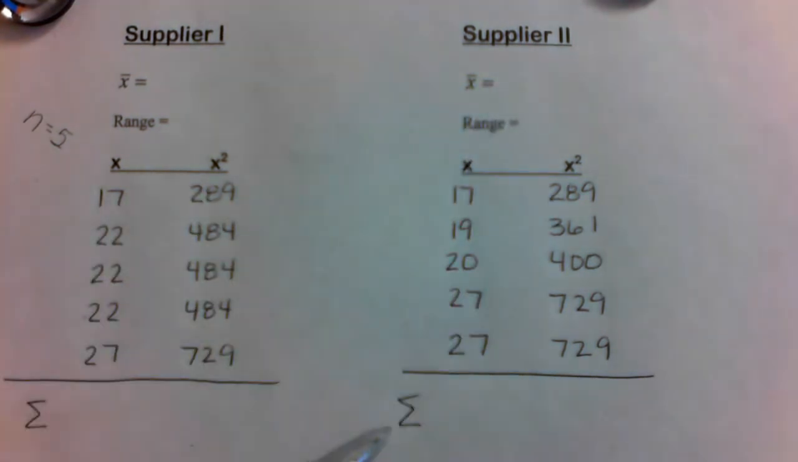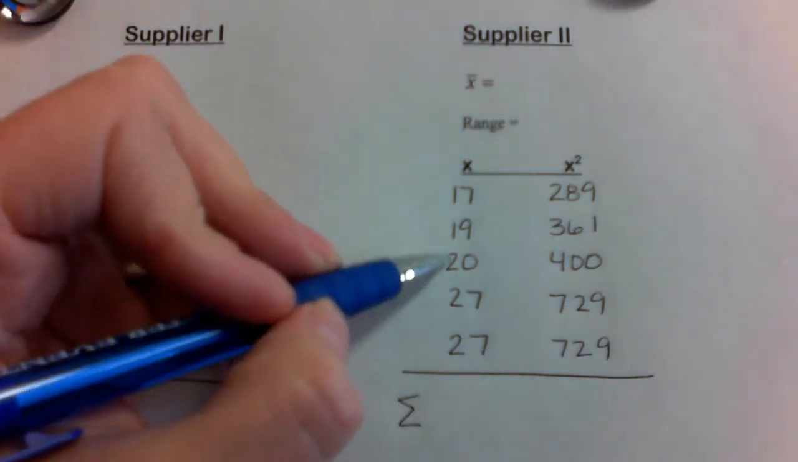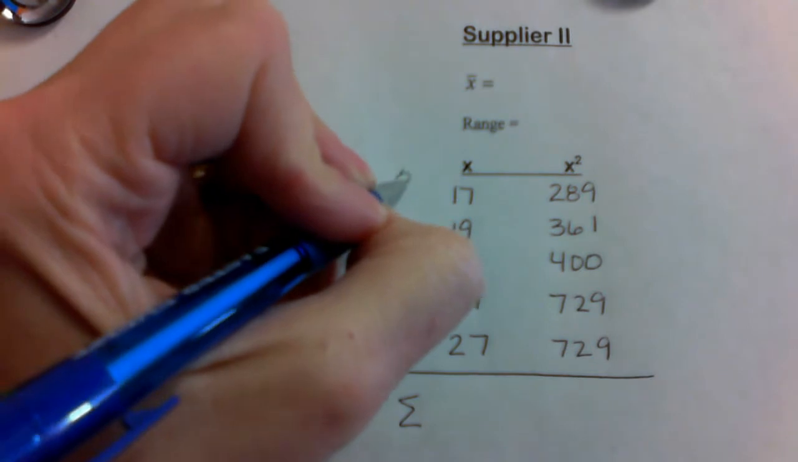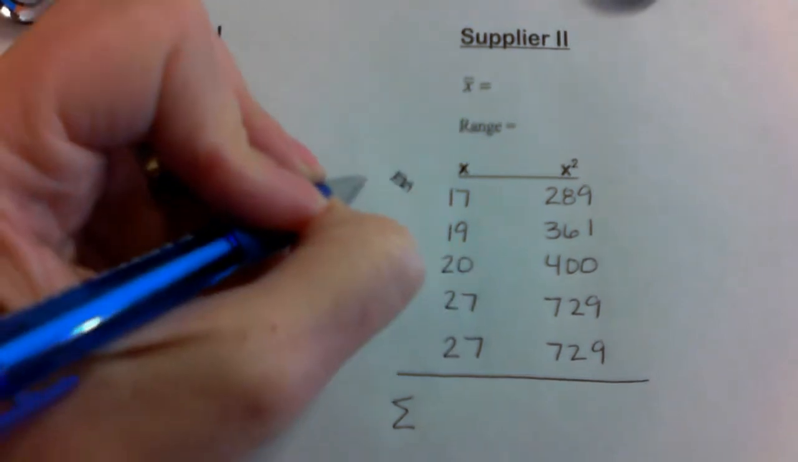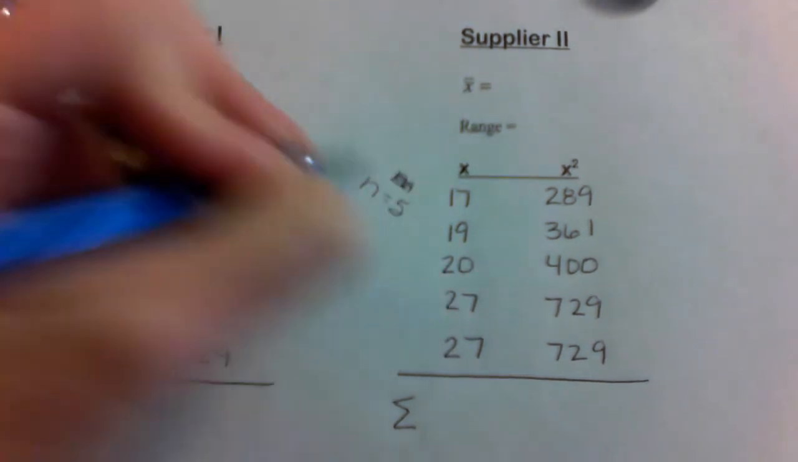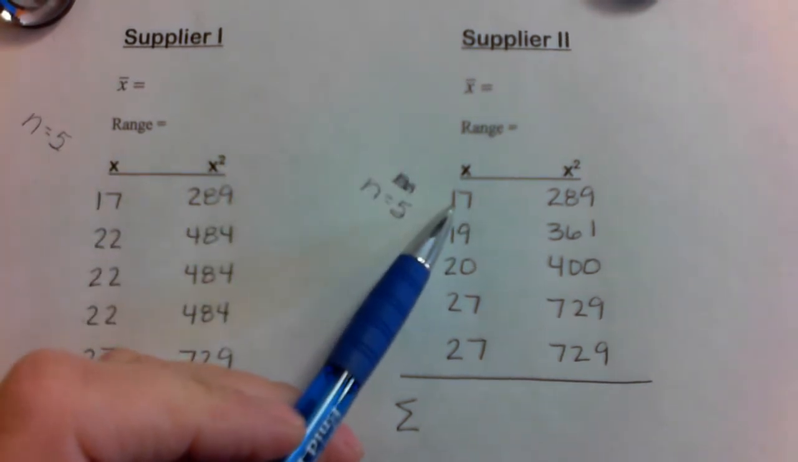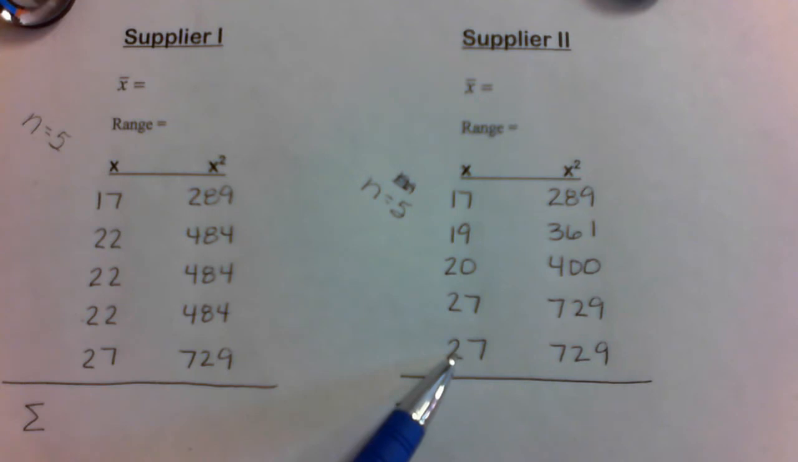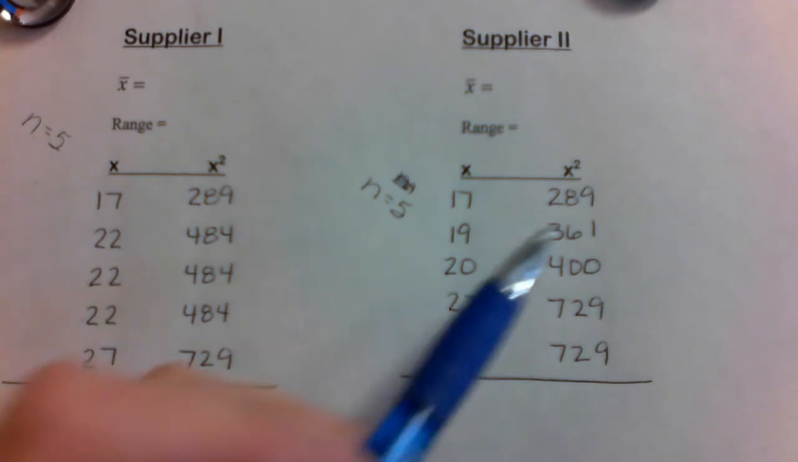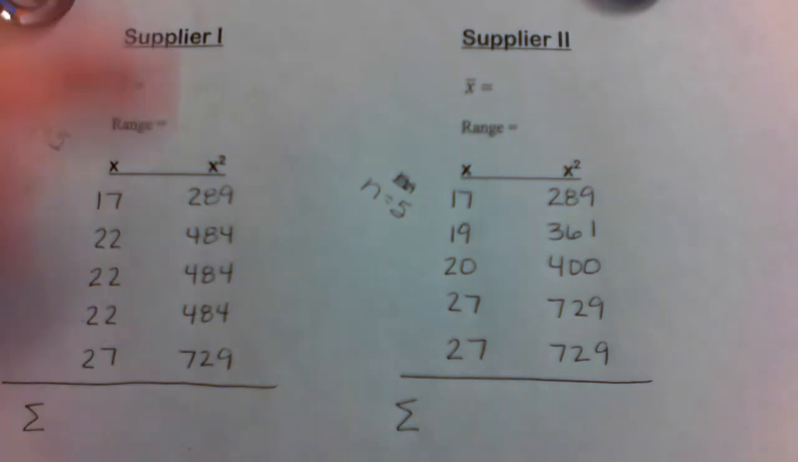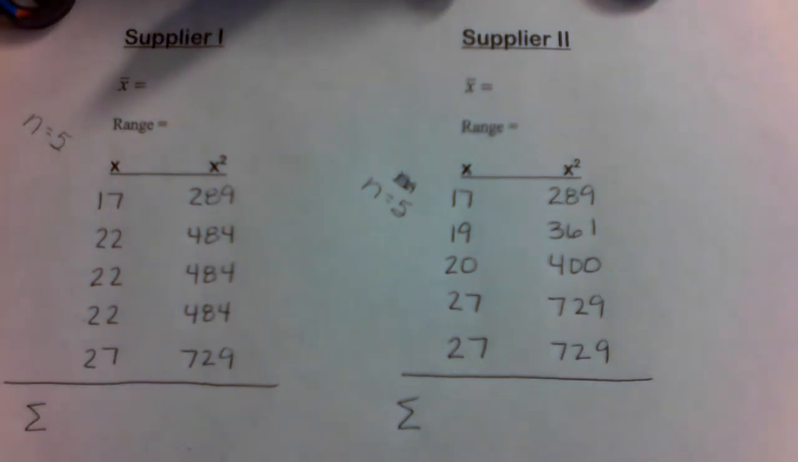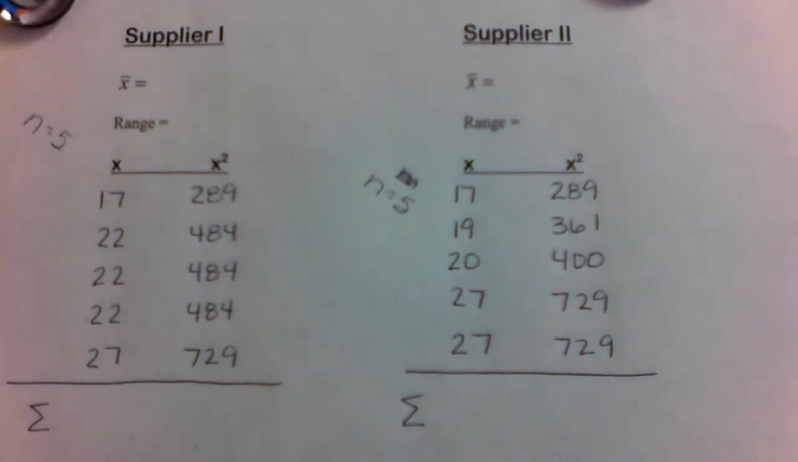Then we have supplier 2, and 1, 2, 3, 4, 5. We took a sample of 5 from this supplier as well. 17 ounces is what one box weighed, all the way up to 27. Actually, they had 2 boxes that weighed 27 ounces. And then I've squared each of those. So now we are able to compare supplier 1 to supplier 2.